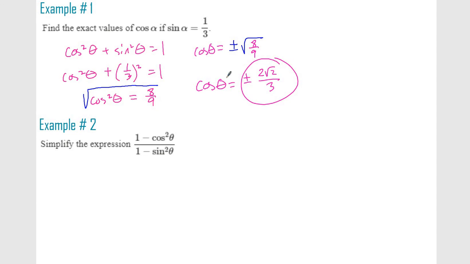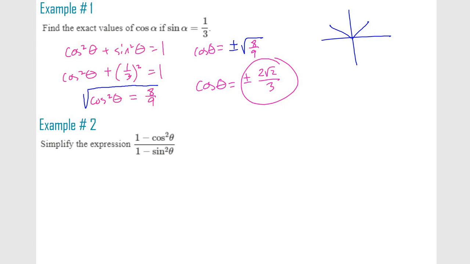That's why I wouldn't always necessarily draw a reference angle, because you might be leaving something out. Cosine could also be negative if sine is positive. Think about it in the first and second quadrant. Sine is positive here and here. However, cosine is positive and negative. So it could be either one. We don't know.